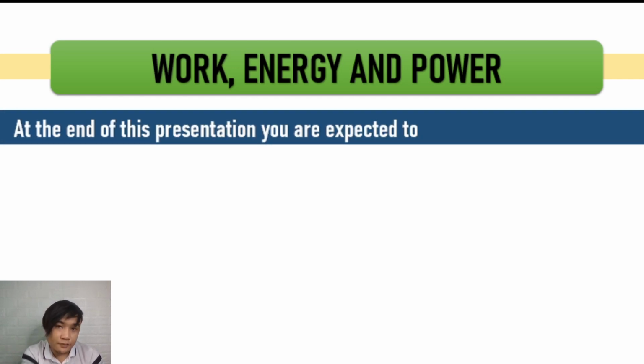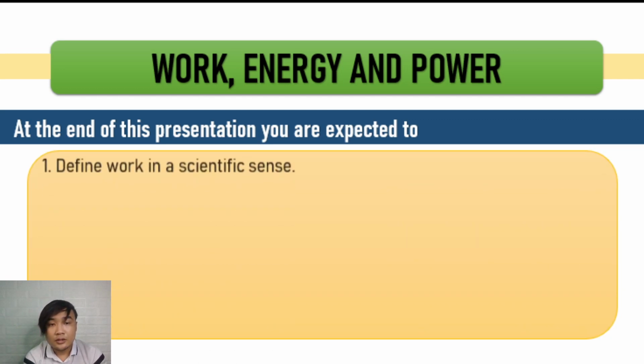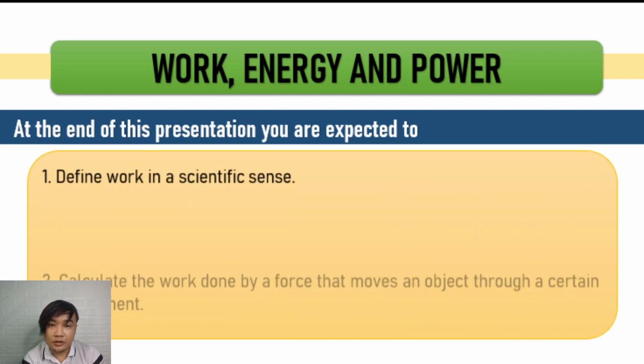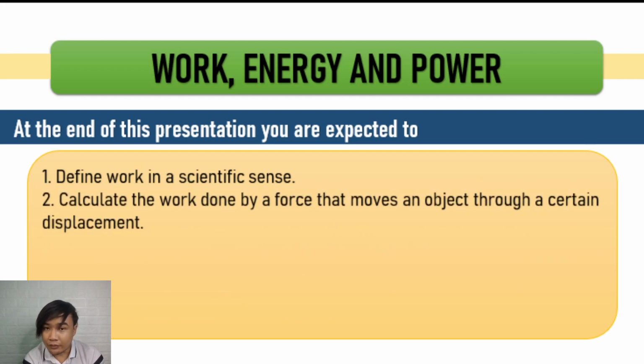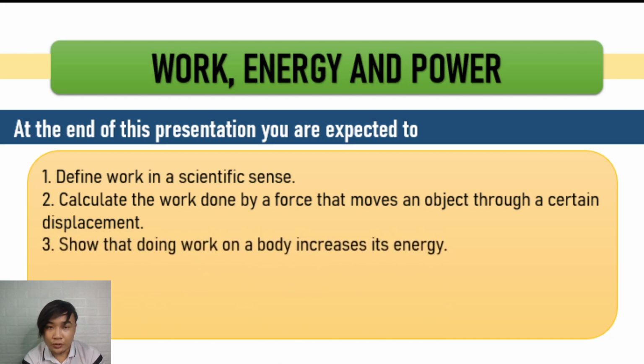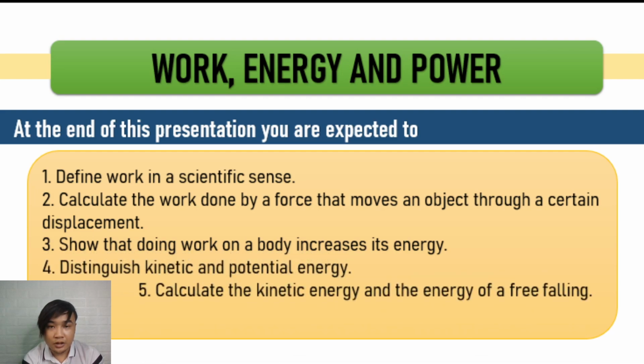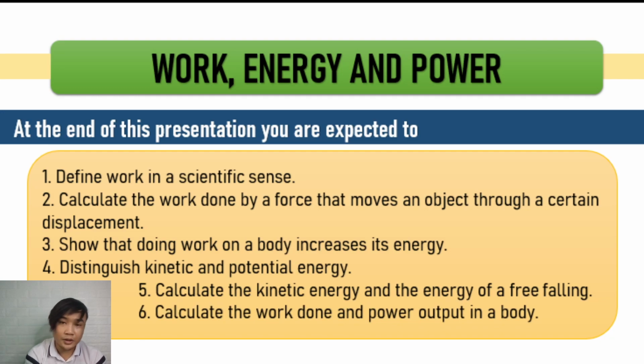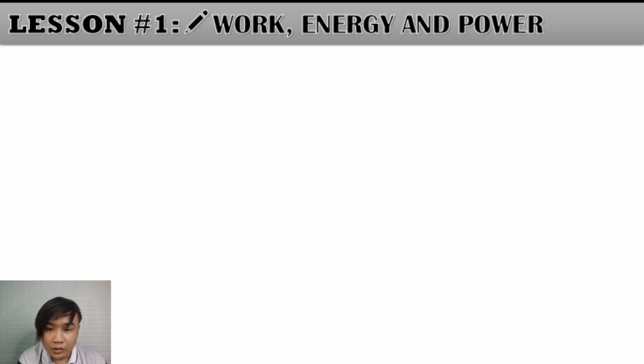So at the end of this presentation, you are expected to learn to define work in the scientific sense, and calculate work done by a force that moves an object for a certain displacement, so that doing work on a body increases its energy. Distinguish kinetic and potential energy, and calculate the kinetic energy and the energy of a free-falling body. Calculate the work done and power output in a body. So let's start.